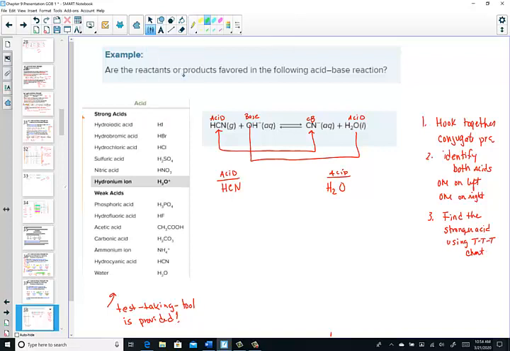Where do we find HCN? It's right down here. And where do we find H2O? Well, it's right down here. Those are the two acids in this reaction. Who's the stronger acid? The one farther up is the stronger acid. So HCN is stronger, H2O is weaker.